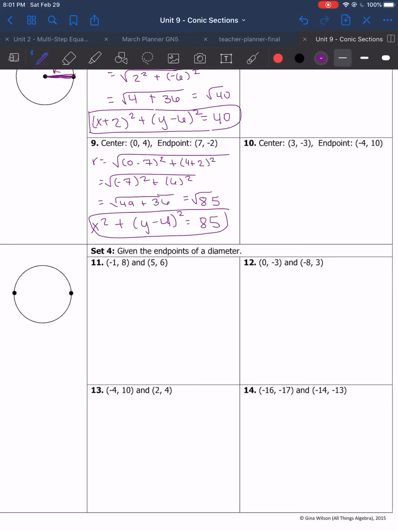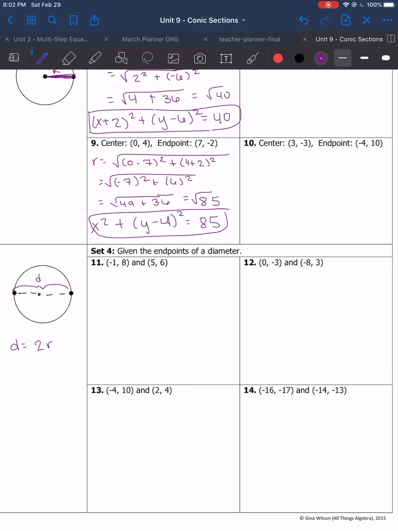Now if I give you the endpoints of the diameter, I'm going to have to do a couple things here. I'm going to want to find the center, which will be the midpoint between the two points on the end. So we're going to have to use the midpoint formula. When I find the distance between those two points, it's going to give me the diameter. So I'm going to have to divide it by 2 to get the radius, because the diameter equals 2 times the radius.